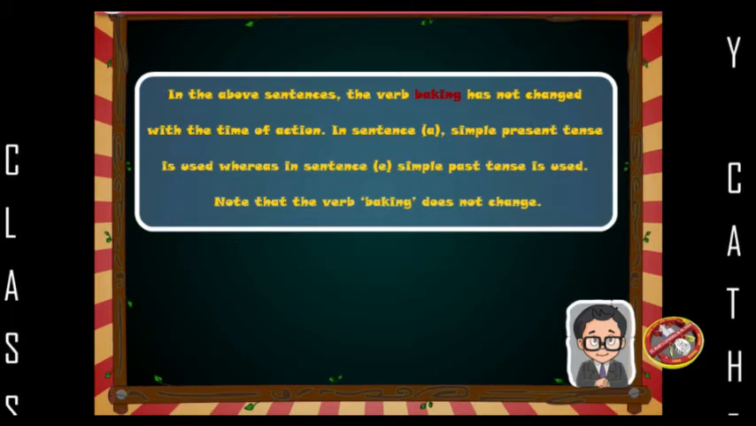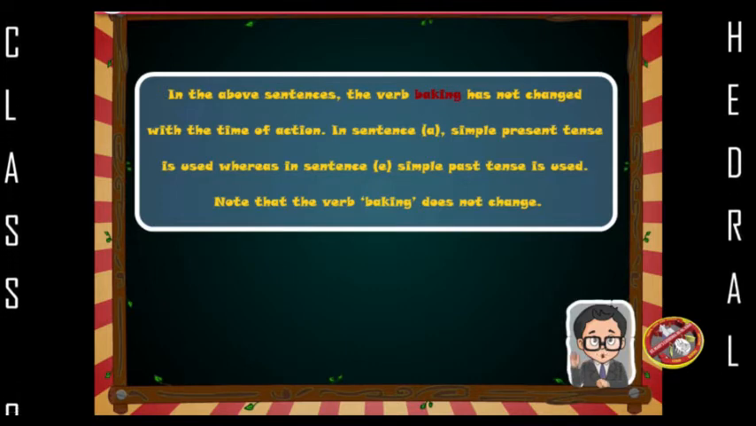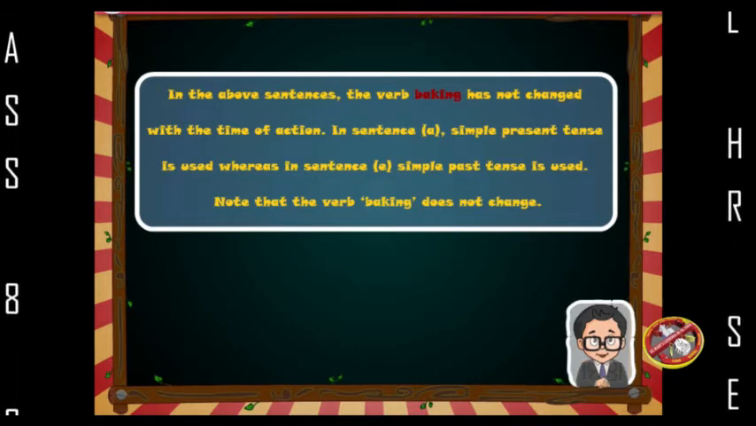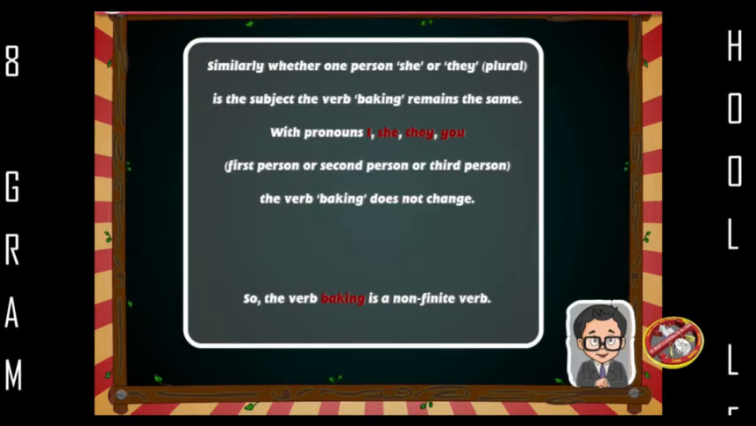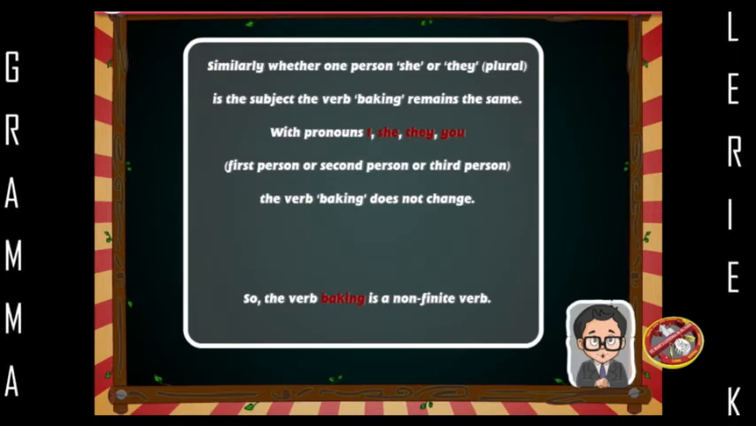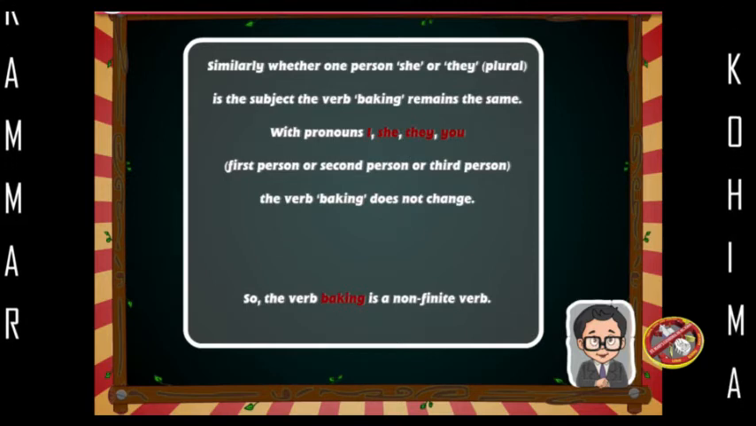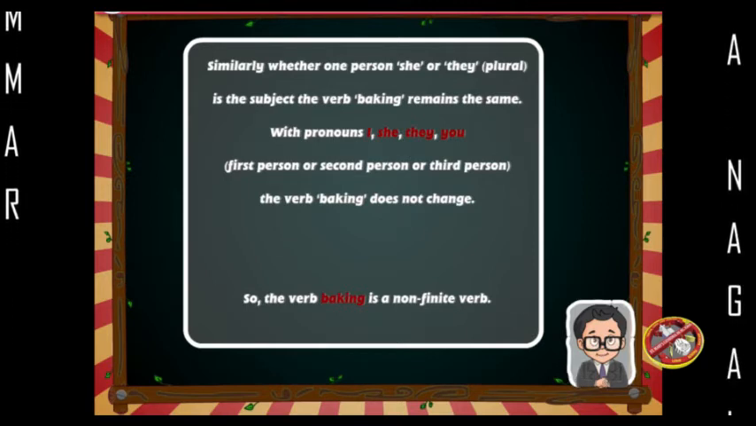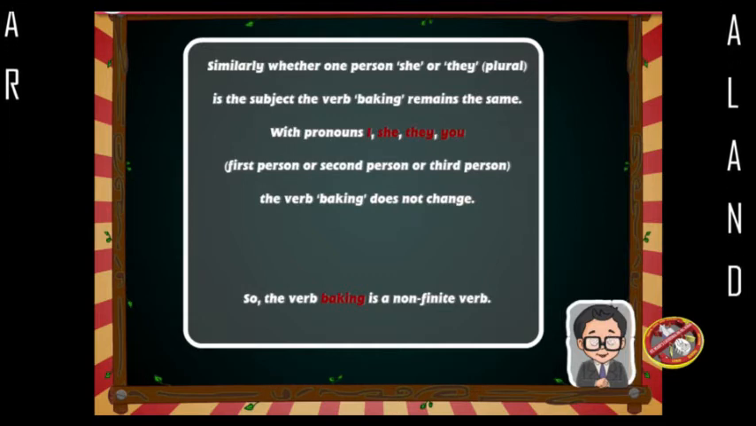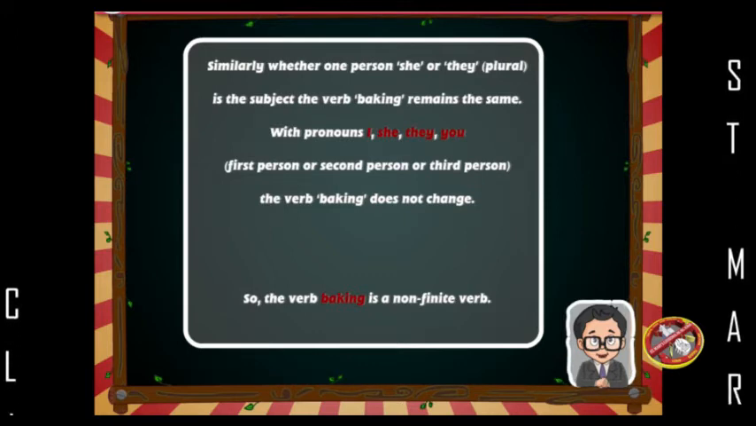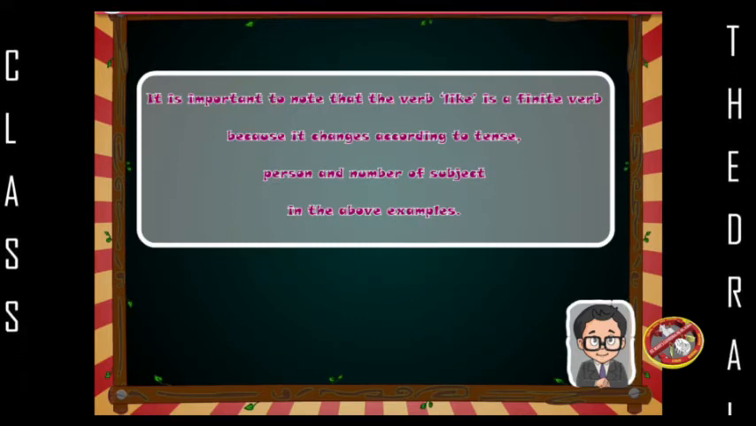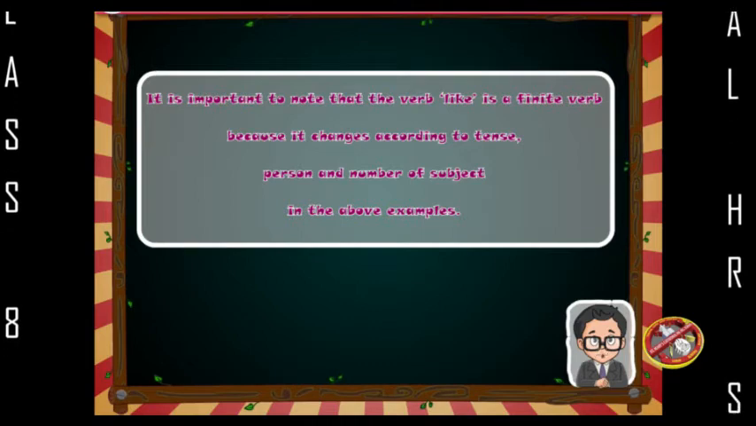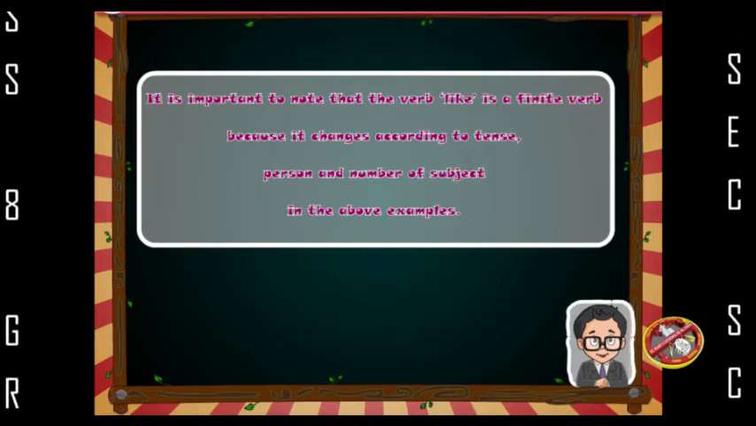In sentence A, simple present tense is used, whereas in sentence C, simple past tense is used. Note that the verb baking does not change. Similarly, whether one person, she, or they, plural, is the subject, the verb baking remains the same, with pronouns I, she, they, you, first person or second person or third person. The verb baking does not change, so the verb baking is a non-finite verb. It is important to note that the verb like is a finite verb because it changes according to tense, person and number of subject in the above examples.